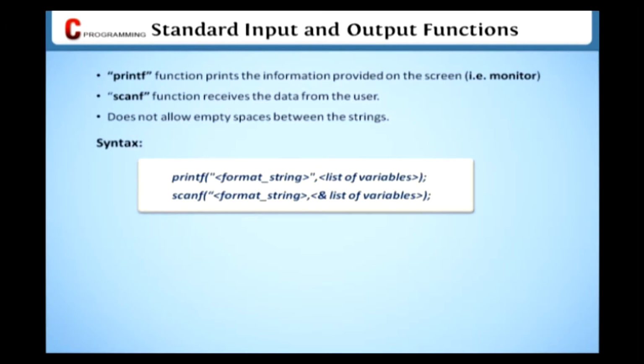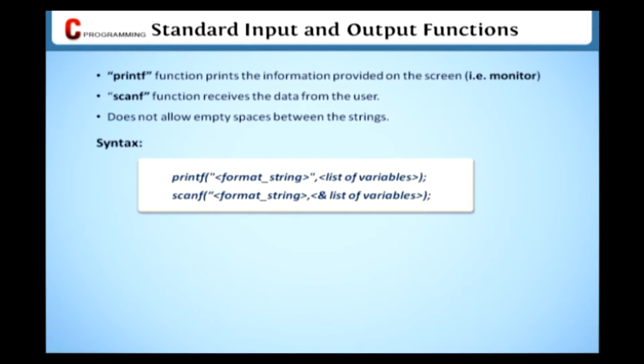In this syntax, both functions take two arguments: a format string and a list of variables. The format string is used to determine the input or output data type. A list of variables indicates variables which have data. The printf is the name of the function which allows printing the output.